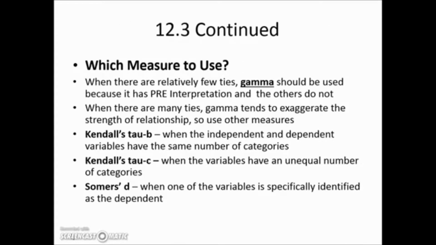There is no hard and fast rule on which ordinal measure of association to use. When there are relatively few ties, gamma should be used because it has a PRE interpretation and others do not. When there are many ties, gamma tends to exaggerate the strength of relationship, so use other measures instead. Kendall's tau B should be used when the independent and dependent variables have the same number of categories. Kendall's tau C should be used when the variables have an unequal number of categories. And finally, Summers D should be used when one of the variables is specifically identified as a dependent.